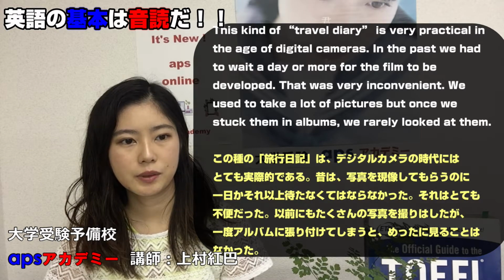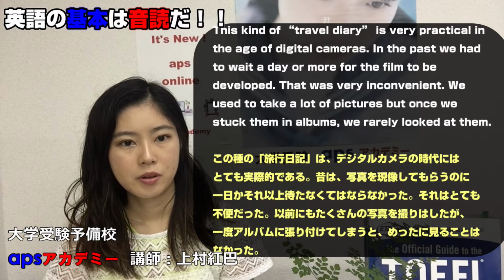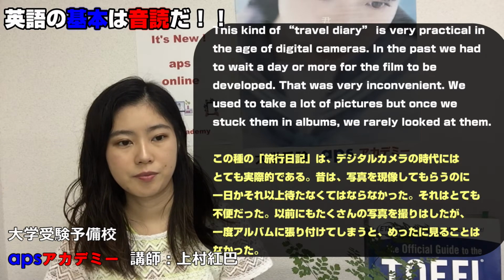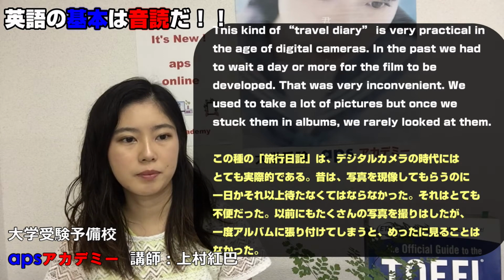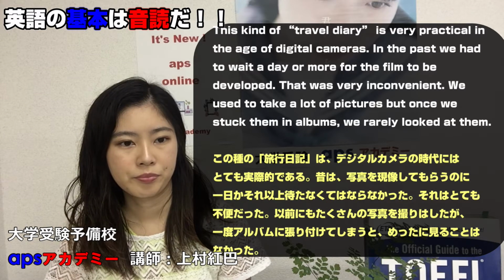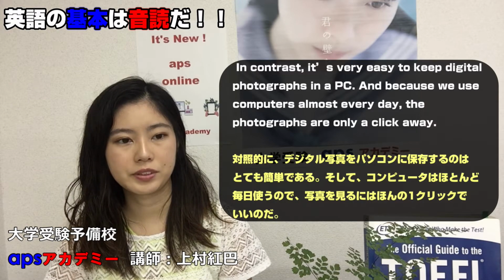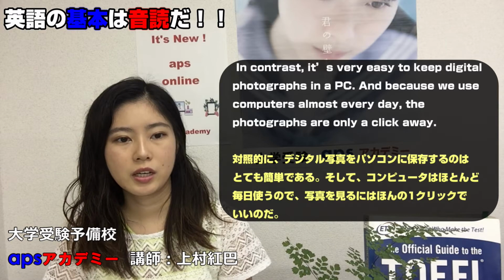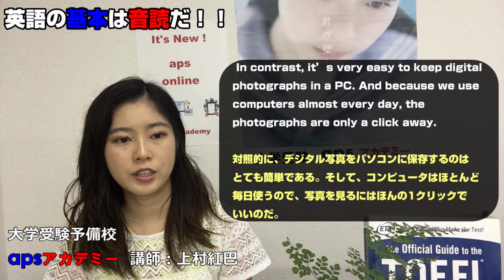In the past, we had to wait a day or more for the film to be developed. That was very inconvenient. We used to take a lot of pictures, but once we stuck them in albums, we rarely looked at them. In contrast, it's very easy to keep digital photographs in a PC. And because we use computers almost every day, the photographs are only a click away.